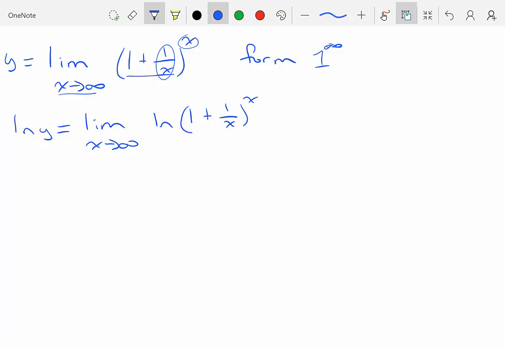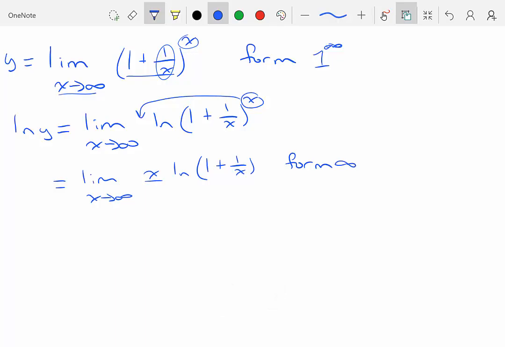And then we know from properties of logarithms that if I have a log of something raised to a power, then the power can move into the front. And so that would be the limit as x approaches infinity of x times the natural log of 1 plus 1 over x. And now if I consider the form, as x is approaching infinity, I get x approaching infinity, and now this is the natural log of 1, which is 0. So I have a form now of infinity times 0, which is closer to letting me use L'Hopital's rule.